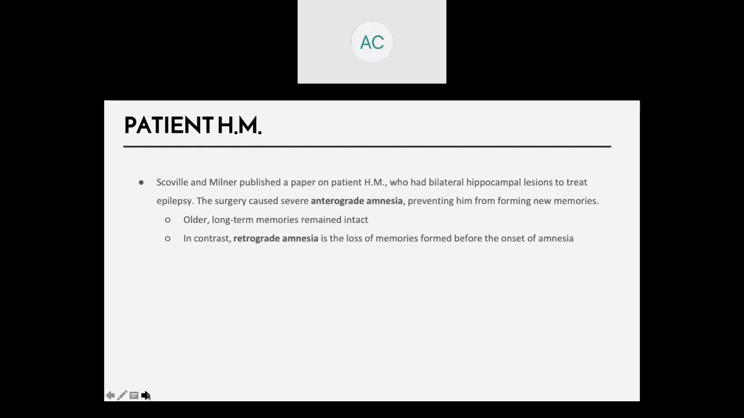So the type of amnesia that he had is anterograde amnesia, which means that you can't form new memories. But there's another type of amnesia called retrograde amnesia, which is the loss of memories formed before the onset of amnesia. So if someone does forget their family members or where they live, but they're able to form new memories, then that would be retrograde amnesia.